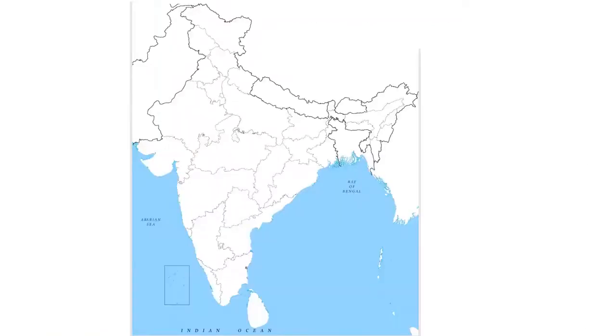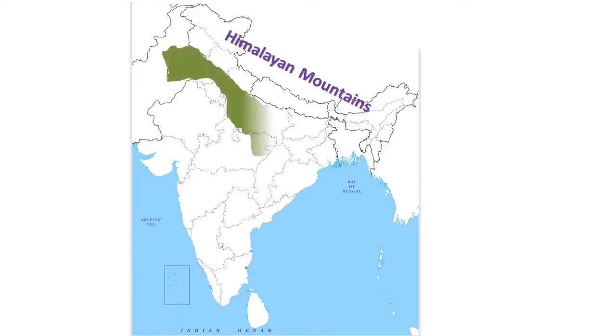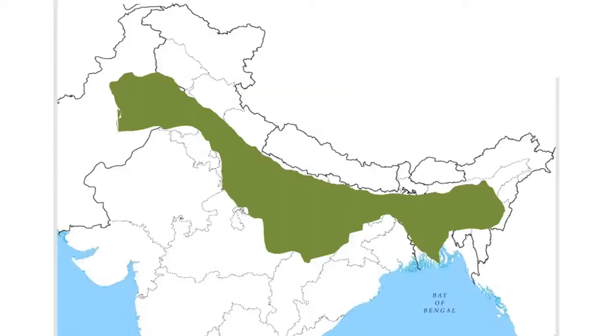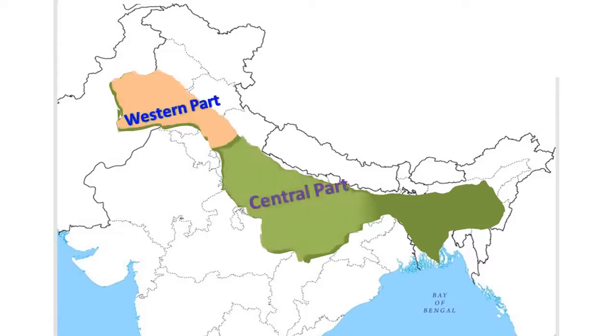As we have discussed before, the Himalayan mountains are situated in the north and the Indo-Gangetic plain can be seen under these Himalayan mountains. It means it is situated in between the Himalayas and the Deccan Plateau. The Deccan Plateau lies in the south of the Indo-Gangetic plain. This Indo-Gangetic plain broadly consists of three divisions. They are the western part, the central part and the eastern part.